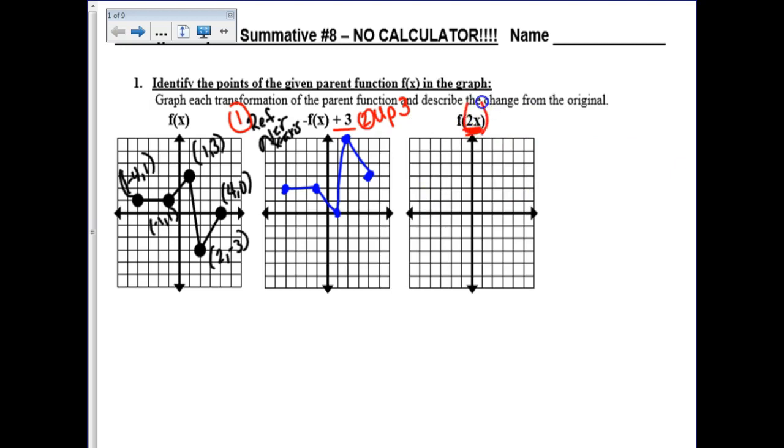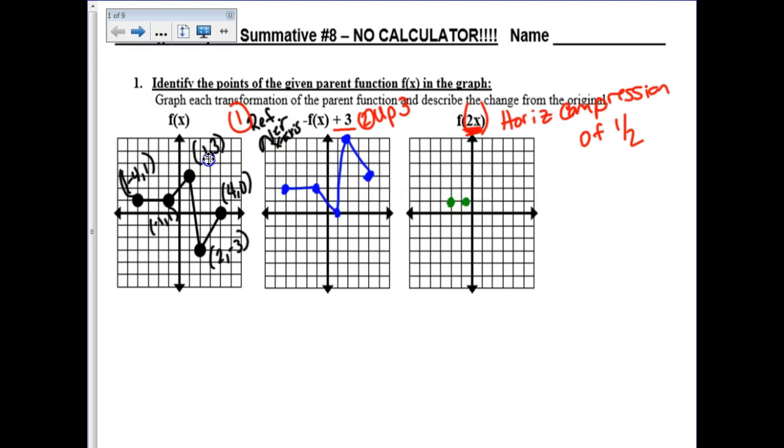Anytime it's inside the function with the x, that's a horizontal thing, and you have to remember what it does, and it's always opposites. So a 2 inside the function like this is a horizontal compression of half. Remember, it's opposites. So all of those x values are going to be halved, essentially, is what's going to happen. So this guy, -4, 1, his x value is going to pull back by a factor of half. So instead of being at -4, 1, it's going to be at -2, 1. And then this guy, -1, 1, instead of being at -1, 1, he's going to be at -1/2, 1.